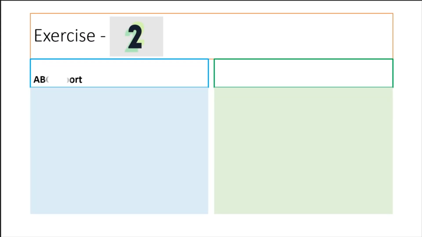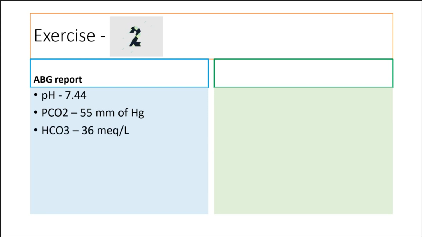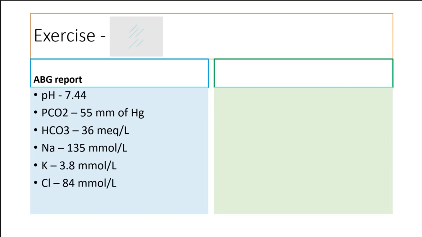Exercise 2. ABG report. pH 7.44. PCO2 55 mm of Hg. HCO3 bicarbonate 36 milliequivalent per liter. Sodium 135 millimole per liter. Potassium 3.8 millimole per liter. Chloride 84 millimole per liter. Anion gap 15 milliequivalent per liter.